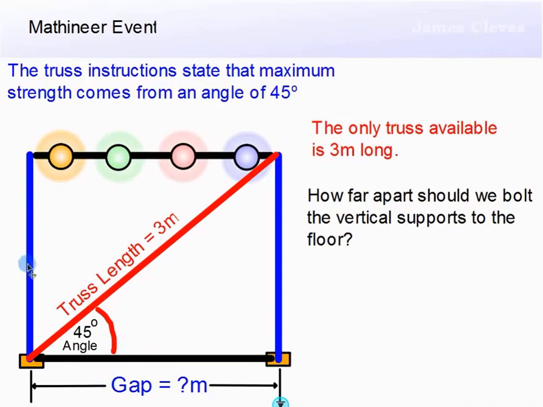We need to figure out how far apart to bolt our two blue support trusses, if you like. So we need to know this gap here. And if we start to label our triangle, if this is the angle, then this side here is opposite the angle, and this side here is adjacent to the angle. And we don't want to know how high this is. What we are being asked to find out is how far apart should we bolt these two vertical supports, which means how far is this gap here. So let's work it out.